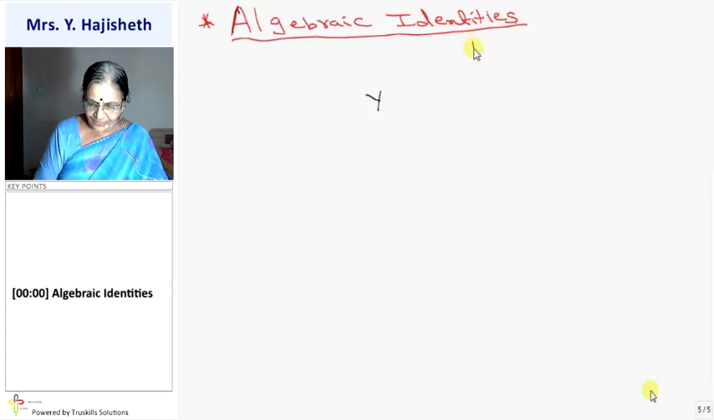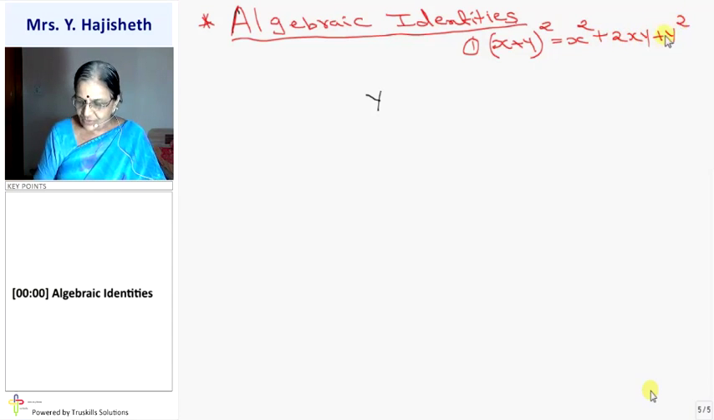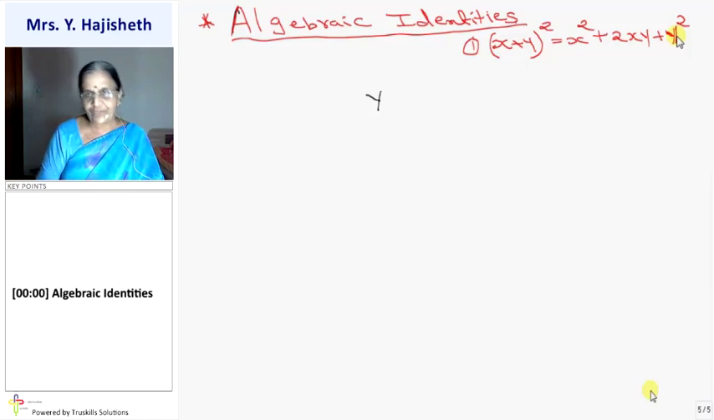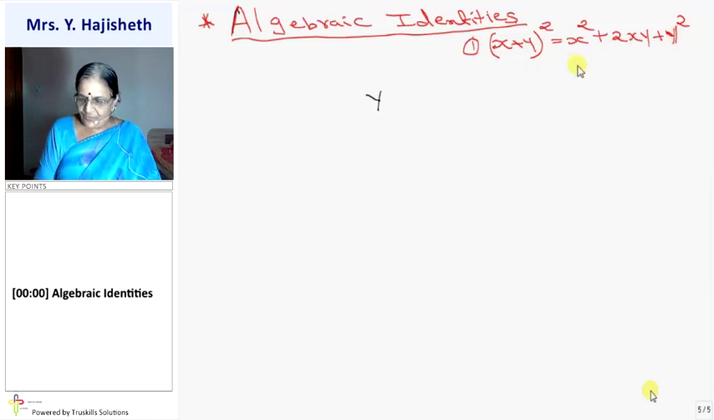First is x plus y whole square. Do you remember this? x square plus 2xy plus y square. Clear? First term square plus 2 times first term into second term plus second term square. Both ways you should know. If this is given, then you can factorize like this.